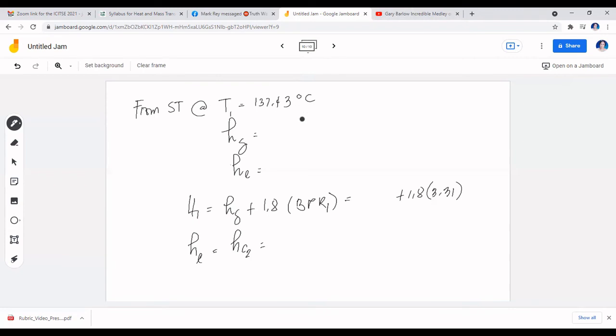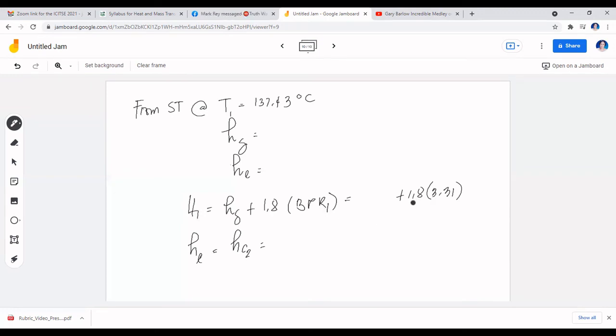At a temperature of 137.43 degrees Celsius, you'll be able to read out from your steam tables the saturated vapor and liquid enthalpies. The saturated vapor enthalpy will have to be added with the superheat. What is the superheat? I will explain it while waiting for your values. The superheat is the product of 1.8 times the BPR of that particular effect in which you are accounting for the H1. In this case, that would be BPR1.